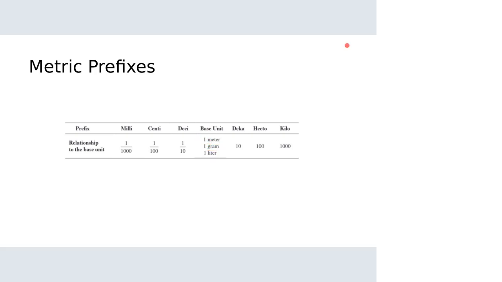And we can see how if we have a millimeter, that it would be 1/1000th of a meter, or it would take 1,000 millimeters to make 1 meter. And that works the same with the other units also. If we had a milligram, it would take 1,000 milligrams to make 1 gram, and 1,000 milliliters to make 1 liter.